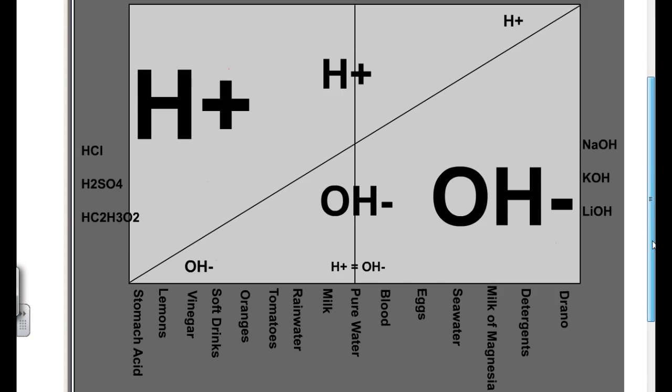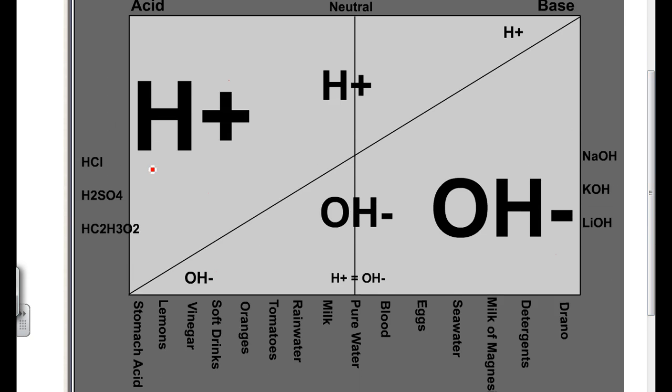Alright, then you can see a few of these things. The acids: stomach acid, lemons, vinegar, soft drink, oranges, tomatoes, rainwater, milk. Most of those things are things that we take into our body or are already there. Alright, and then bases. Blood is just barely basic. Eggs are a little basic. But these things we would never take into our body. They would make us very ill. So, we don't want to have a lot of acid in our systems. But a little bit of acid is good for us.